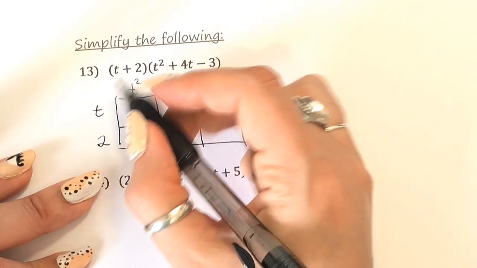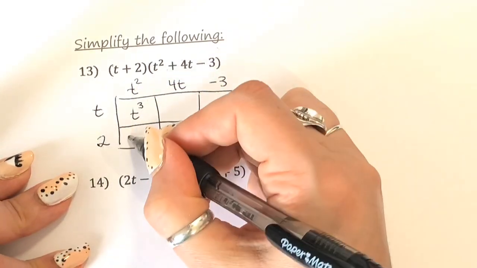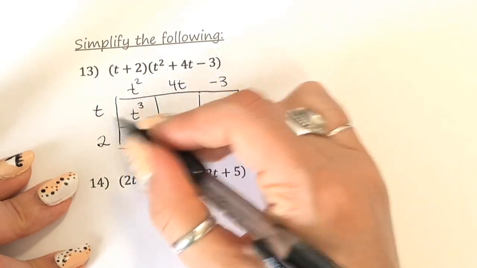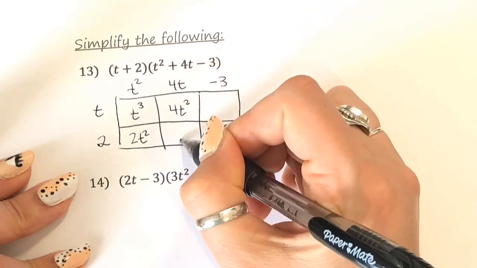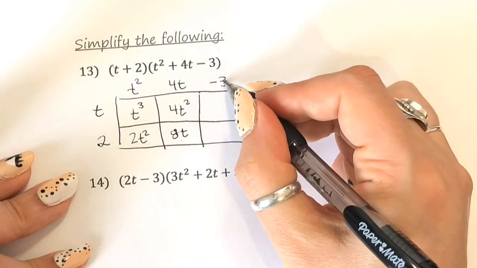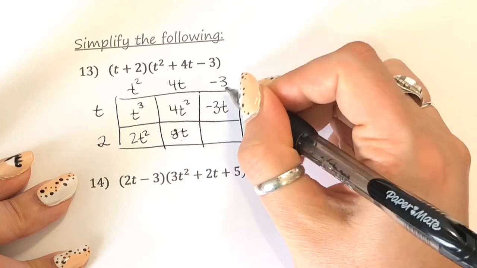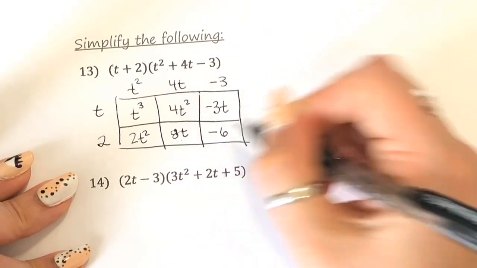T squared times t is t cubed. T squared times 2 is 2t squared. Come to this column, 4t times t is 4t squared. 4t times 2 is 8t. Negative 3 times t is just a negative 3t. And then negative 3 times 2 is negative 6.